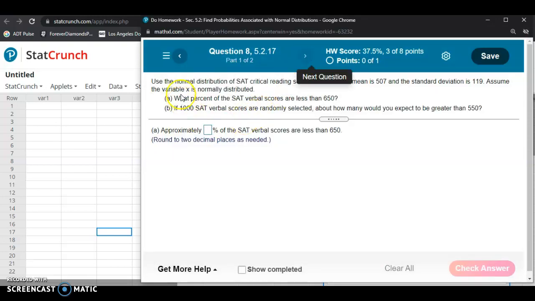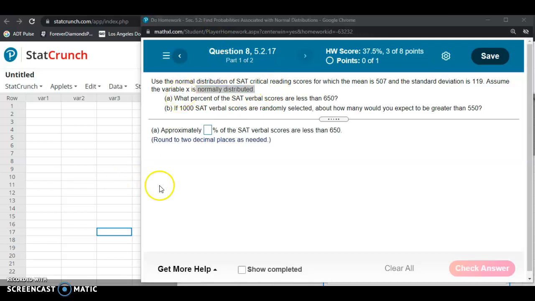And number 8 says that we're going to use the normal distribution of SAT scores on the critical reading section. Let me rephrase that. So use the normal distribution of SAT critical reading scores for which the mean is 507 and the standard deviation is 119. And it says assume the variable x is normally distributed. So it's kind of repeating itself. It says here in the beginning we're using the normal distribution, and it says here that these critical reading scores in the SAT are normally distributed. So x is the random variable representing the scores on the critical reading section of the SAT.